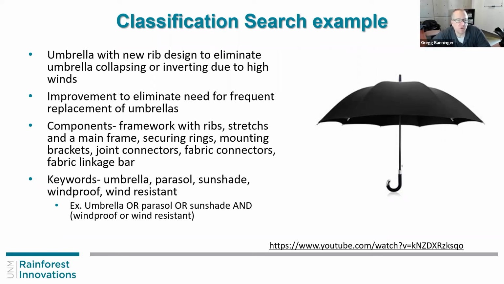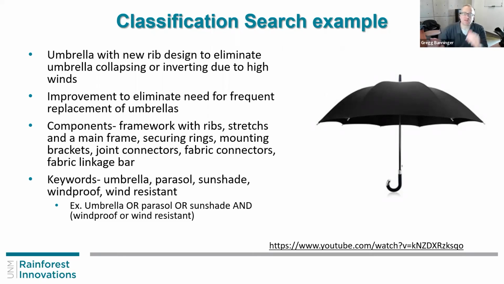So I'm going to give an example that they gave in this presentation. Let's just say your invention is an umbrella with a new rib design to eliminate umbrella collapsing and inverting due to high winds. This could eliminate the need for frequent replacement of umbrellas. Thinking through your components: framework for the ribs, stretchers and main frames, ferrules. These are some terms that you would come up with from this. Some of your keywords here might be this. And obviously it would be a lot more than just these.